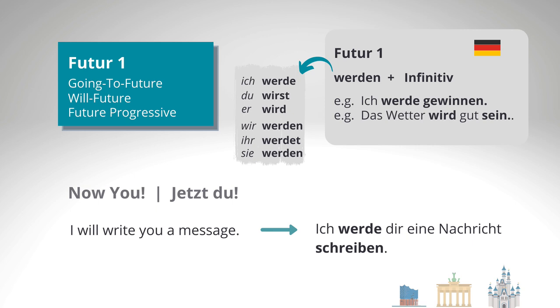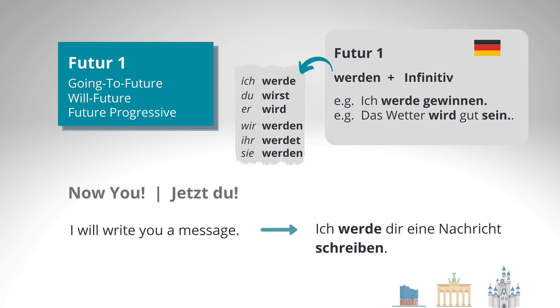For example, if I give you the sentence, "I will write you a message", your task would be to translate this sentence into German using the Futur 1. And the correct solution would be, ich werde dir eine Nachricht schreiben.